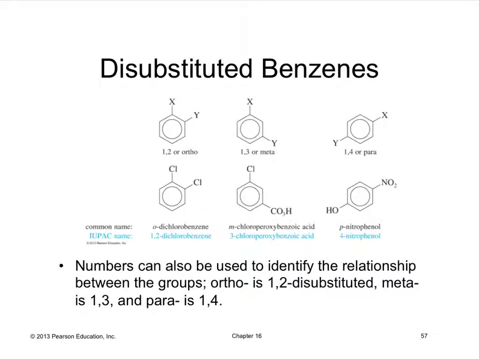Disubstituted benzenes have a nomenclature. When X and Y are 1,2 to one another, they're ortho. If they're 1,3, they're meta, and if 1,4, they're para. So here's ortho-dichlorobenzene, or 1,2-dichlorobenzene. Here is meta-chloroperoxybenzoic acid. Again, this is the parent benzoic acid, so it becomes meta-chloroperoxybenzoic acid. And then phenol is the parent name, and this is para-nitrophenol.